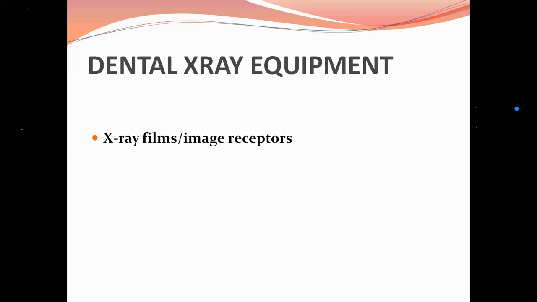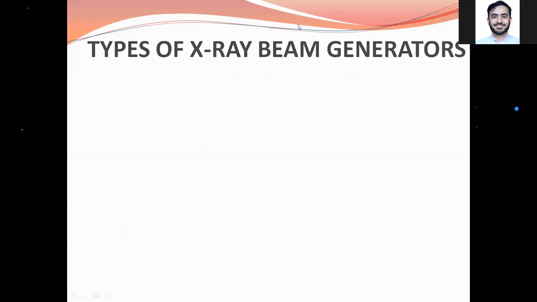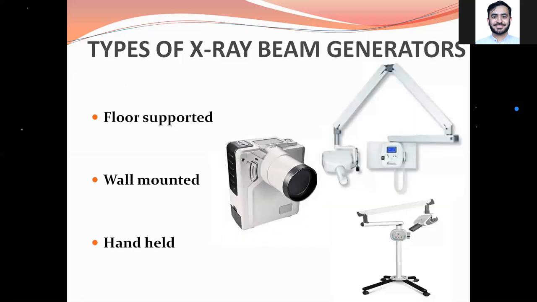The first thing that we need is your X-ray film or your image receptors. The second thing we need is your X-ray beam generator, which I've already showed you. So what are the types of X-ray beam generators? You can have floor supported models, they can be wall mounted, or they can be handheld. You've probably seen them in your hospitals or in your clinics.